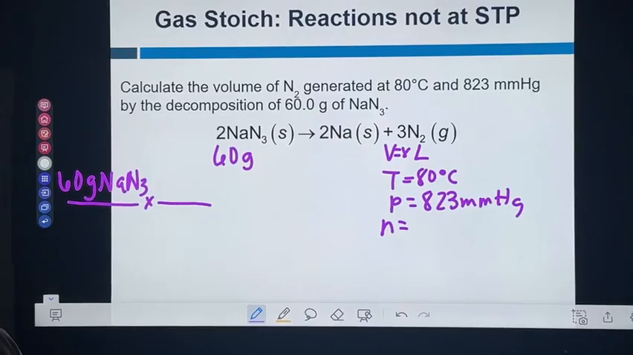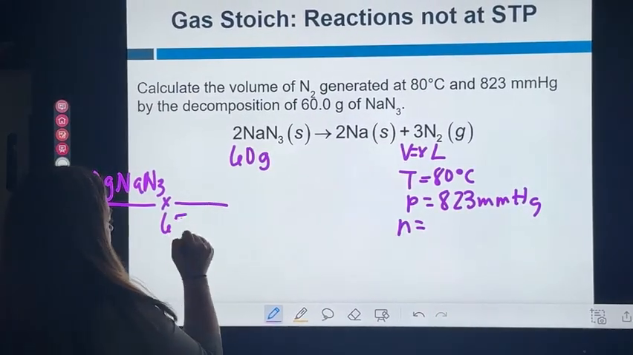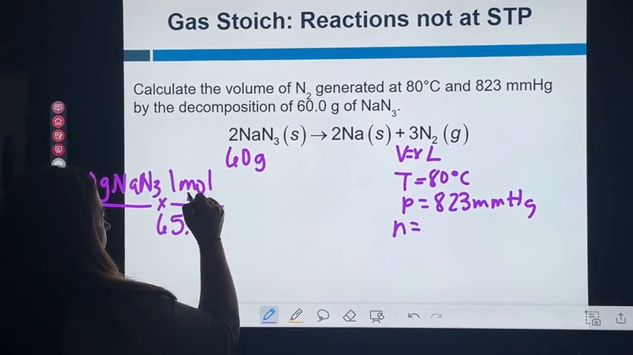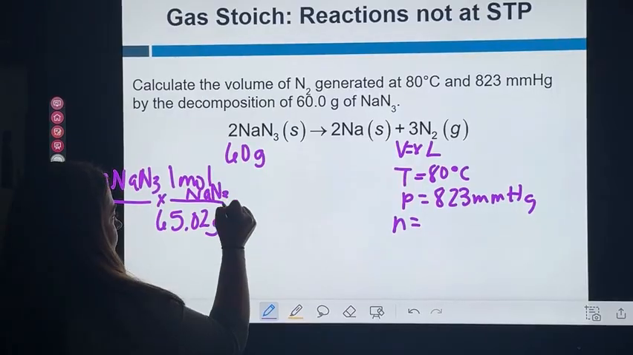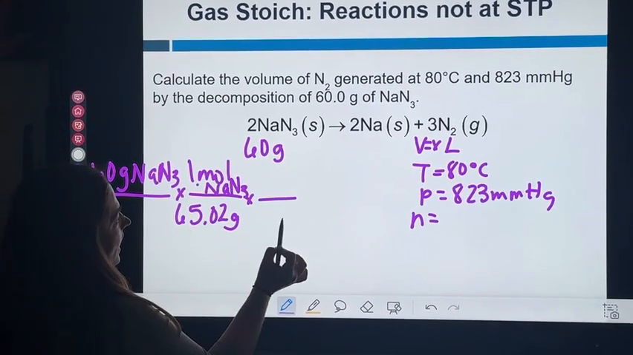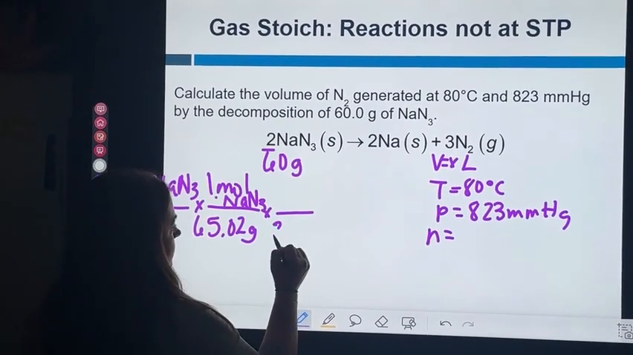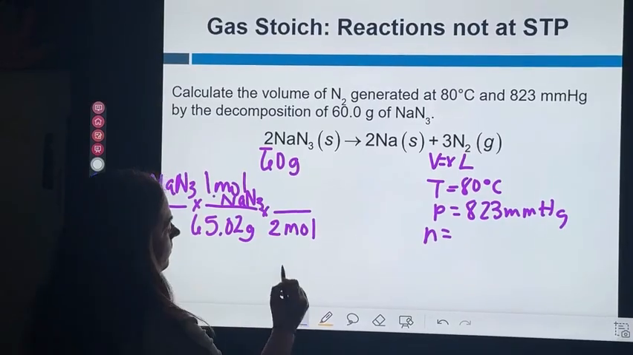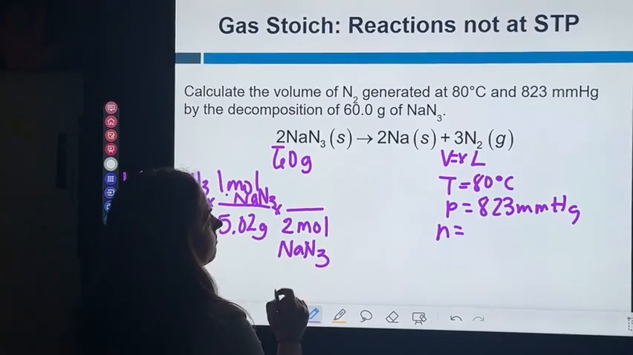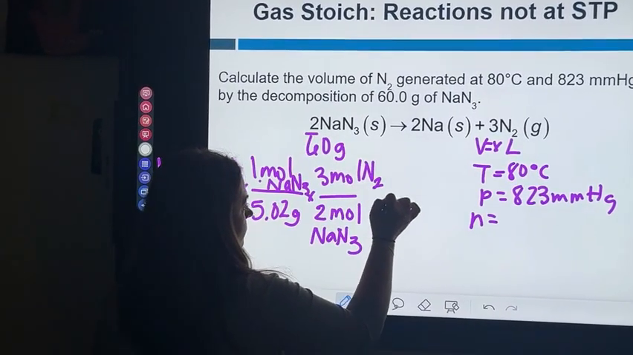Plus 22.99. So my mass is 65.02 grams, and that is equal to 1 mole of NaN3. If I have moles of NaN3 here, I'm going to have moles of NaN3 here, and my coefficient is a 2 because this is my mole bridge. Okay? And I'm going to moles of N2, so it's going to be 3 moles of N2, okay?